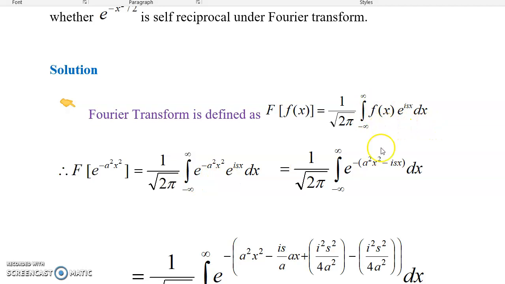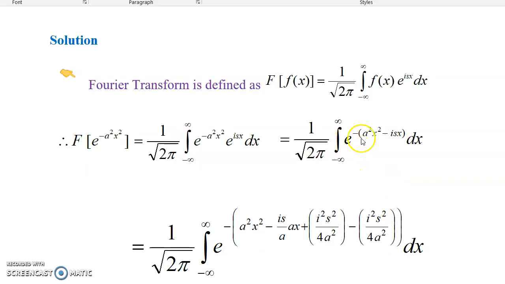In the place of f of x, now I need the Fourier transform of this particular function. So f of x is here e power minus a squared x squared into e power isx dx. This e power isx will be a fixed function. Now we have two exponentials here, and so we can club the power. See, this can be written as e power minus, taking minus out common, a squared x squared minus isx. A squared x squared minus isx.